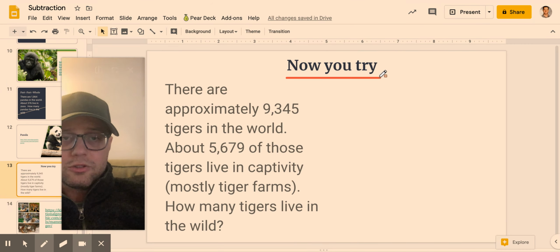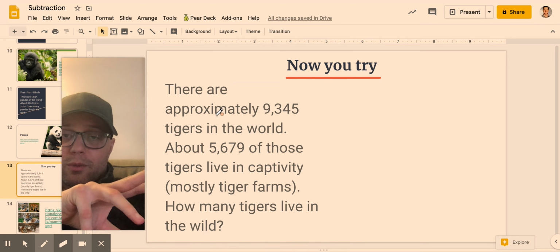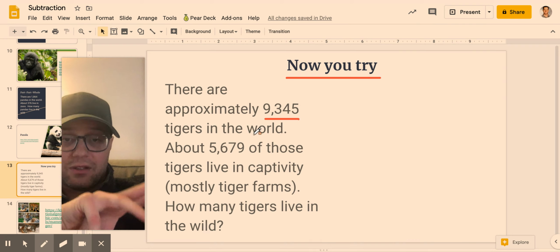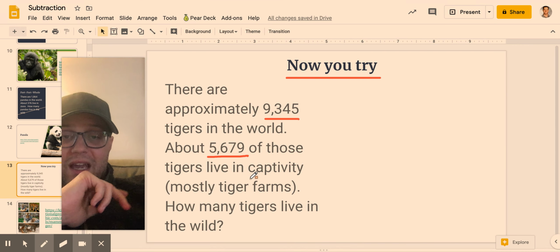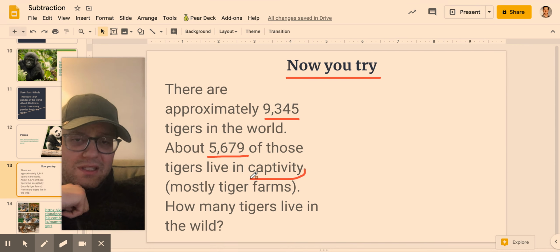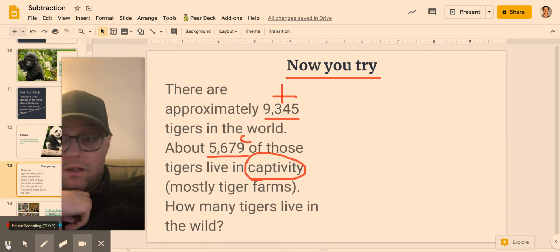Now you try. These numbers are approximate, but they're close. There are approximately 9,345 tigers in the world. About 5,679 of those tigers live in captivity. That means like captured, they don't live in the wild. So total tigers, captured tigers. How many tigers live in the wild?